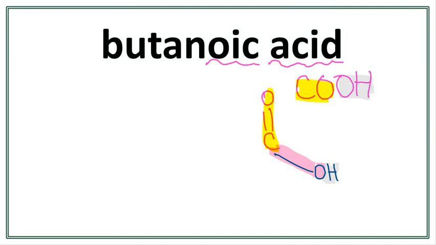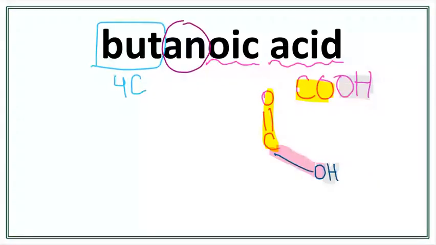Now we're going to work on the parent chain. So but right here tells us that there are 4 carbons in the longest carbon chain. This AN right here tells us that this is an alkane, meaning that we only have single bonds between carbons. Okay, so let's draw the parent chain.